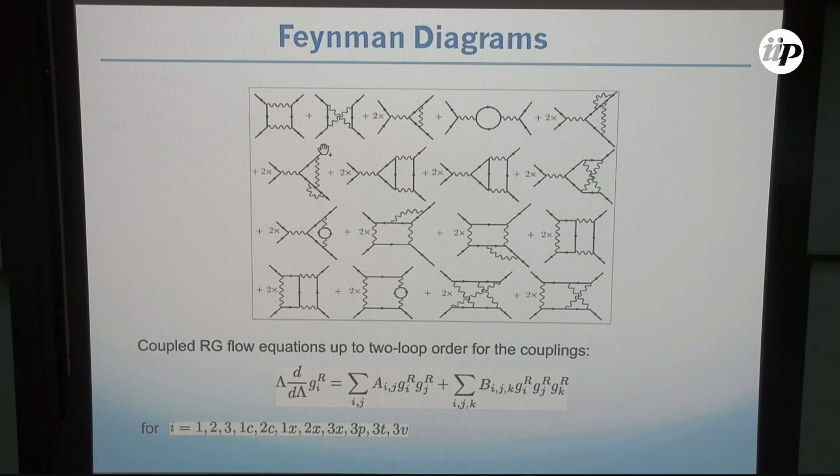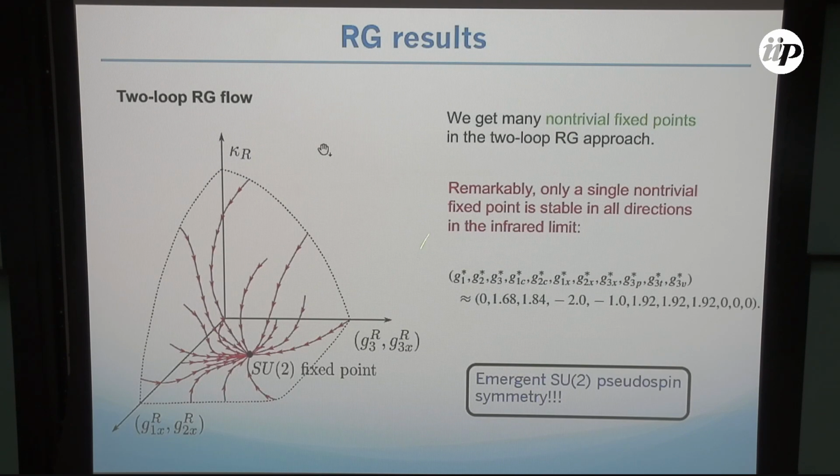We also have to calculate the diagrams related to the vertex corrections in this theory. And we get many coupled RG flow equations for the couplings. So I won't go much into detail about that. So we solve this theory. And by solving it, we get many non-trivial fixed points. In this two-loop RG approach, remarkably, only a single one is stable in all directions in the infrared limit. And this is the so-called hotspot point, or SU2 fixed point, is this one here.